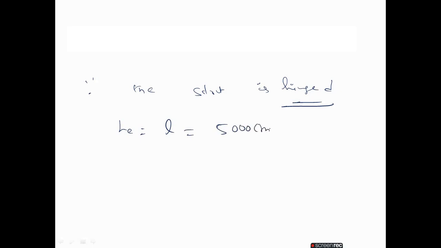Now, since the strut is hinged, if you observe, the condition is hinged at both ends. So Le equal to L. The L value is 5 meters, that is converted into mm, that is 5000 mm. Now calculate the P value, that is the crippling load. The P formula, when both ends are hinged, is pi square EI by Le square.